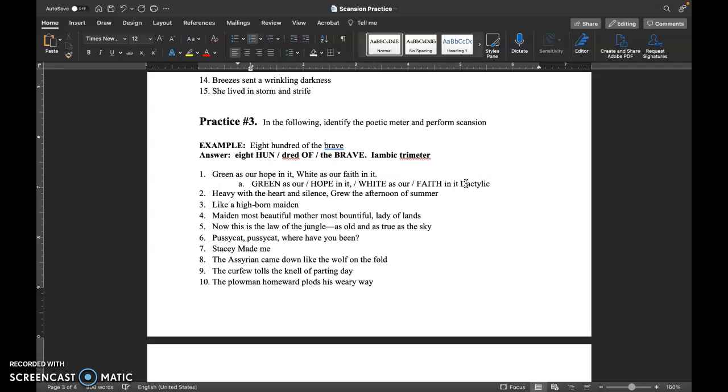And then I count up the feet. And the feet tell me 1, 2, 3, 4. I have 4 feet in this, which means it's tetrameter. So the poetic meter for number 1 is dactylic tetrameter.